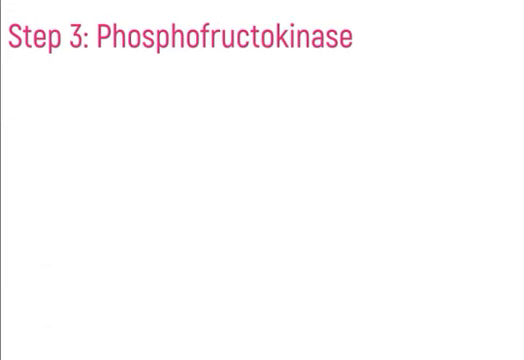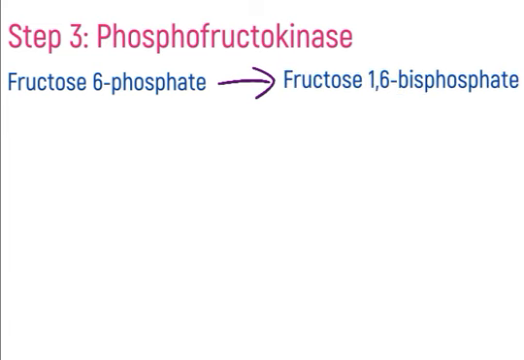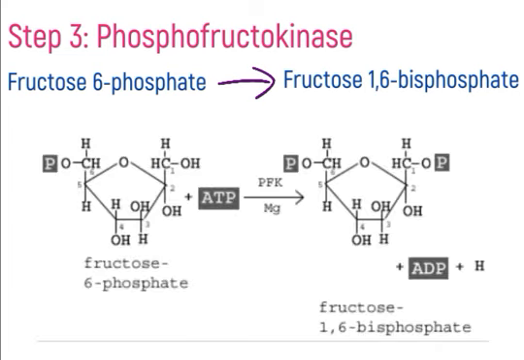Step 3. Phosphofructokinase, with magnesium as a cofactor, changes fructose 6-phosphate into fructose 1,6-bisphosphate. In the third step of glycolysis, fructose 6-phosphate is converted to fructose 1,6-bisphosphate. Similar to the reaction that occurs in step 1 of glycolysis, a second molecule of ATP provides the phosphate group that is added onto the fructose 6-phosphate molecule. The enzyme that catalyzes this reaction is phosphofructokinase. As in step 1, a magnesium atom is involved to help shield negative charges.